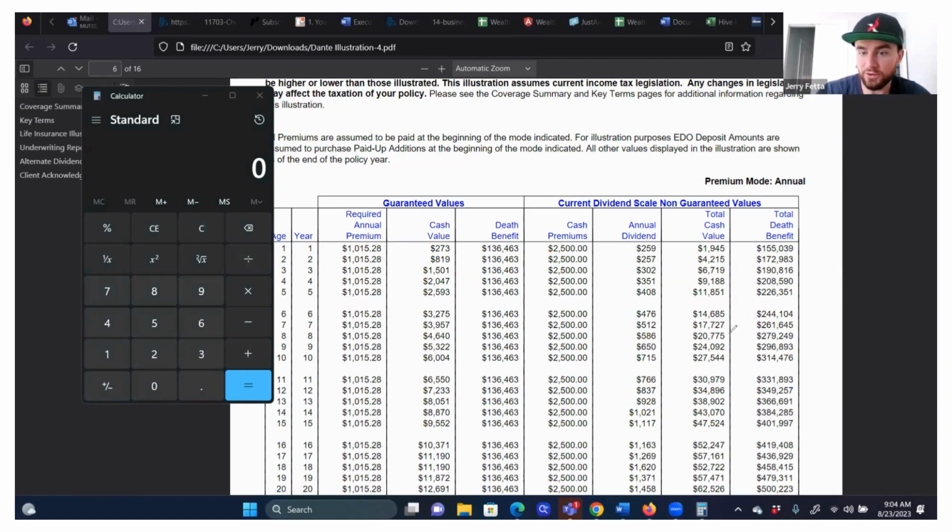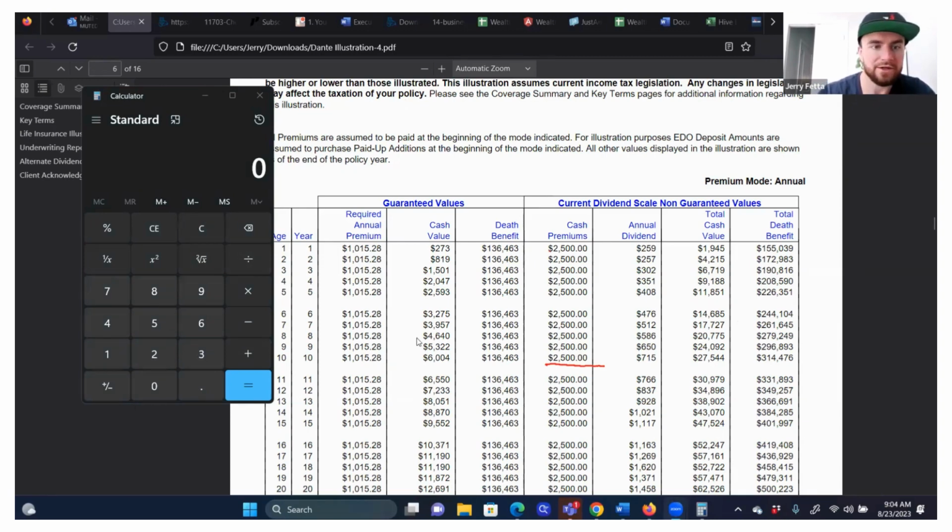Now, if we go further down into the policy, we can start to see that this gets really out of control in a good way. So we're still putting in, let's just look at year 10. We're still putting in 2,500. So we put in 2,500. Total cash value increase from year 9 to 10. Let's take a look at that.